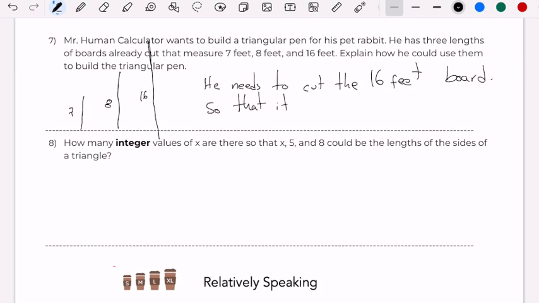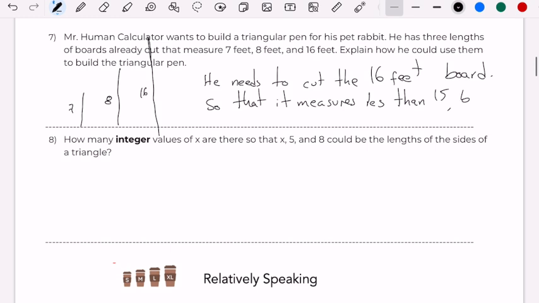So that it measures less than 15, because the third side of a triangle should be smaller than the sum, but more than 1, no? Because the third side should be bigger than the difference.